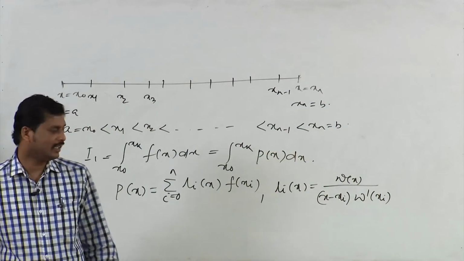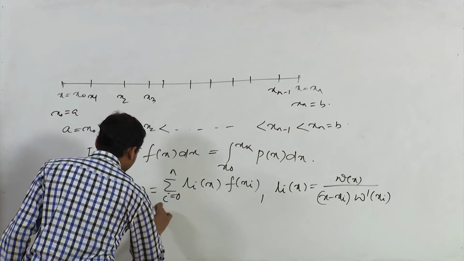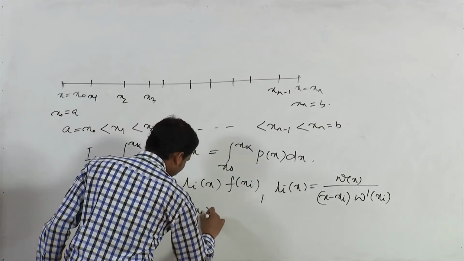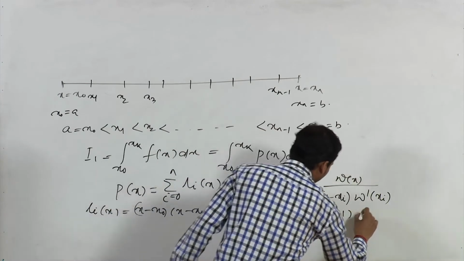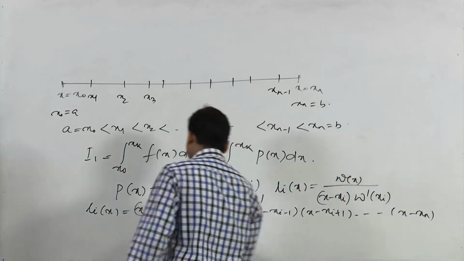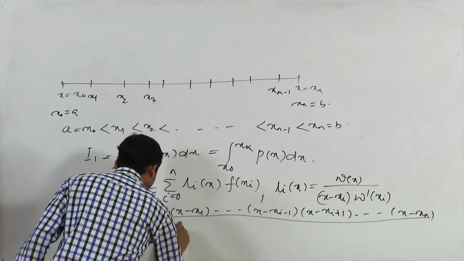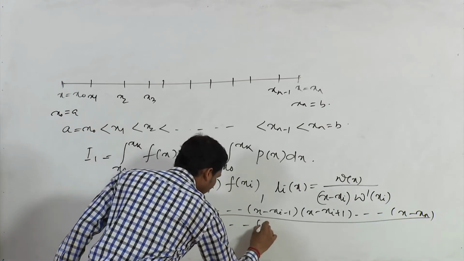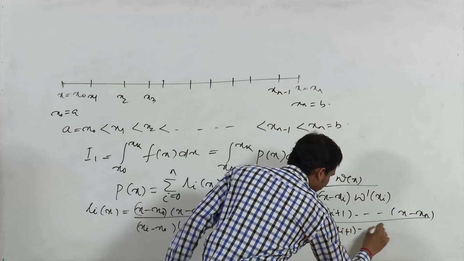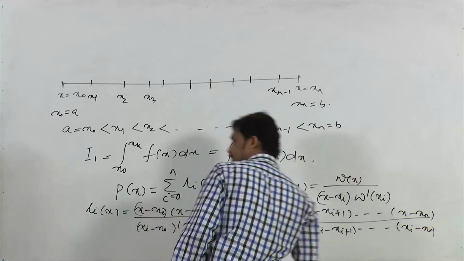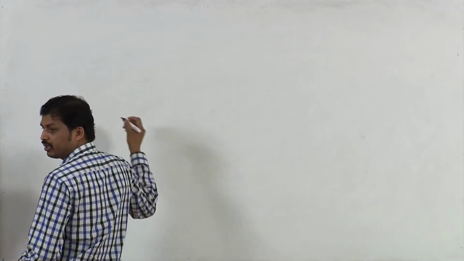Specifically, if we write it in elaborated form, then Li(x) is x minus x0, x minus x1 up to x minus xi minus 1, x minus xi plus 1 up to x minus xn, divided by xi minus x0, xi minus x1 up to xi minus xi minus 1, xi minus xi plus 1 up to xi minus xn.